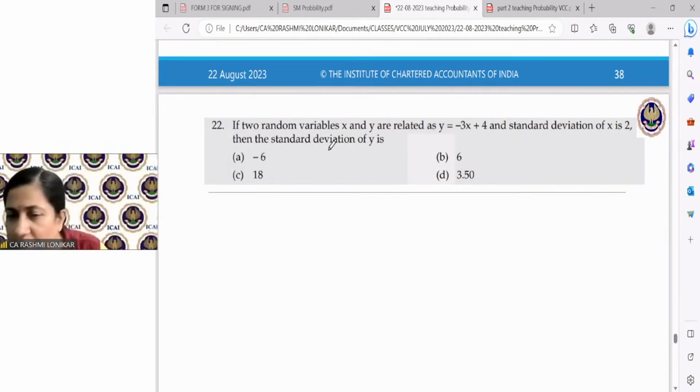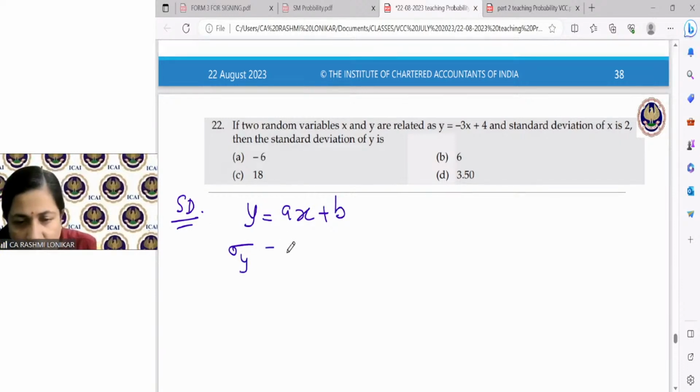If two random variables x and y are related as y is equal to minus 3x plus 4 and standard deviation of x is 2, then the standard deviation of y. Okay, you've already studied measures of central tendency, right? In that chapter, you have already talked about standard deviation. You remember the relation between standard deviation of x and standard deviation of y. So we know that if you have y is equal to ax plus b as the relation, then standard deviation of y will be modulus of a into standard deviation of x. Right? You remember that?